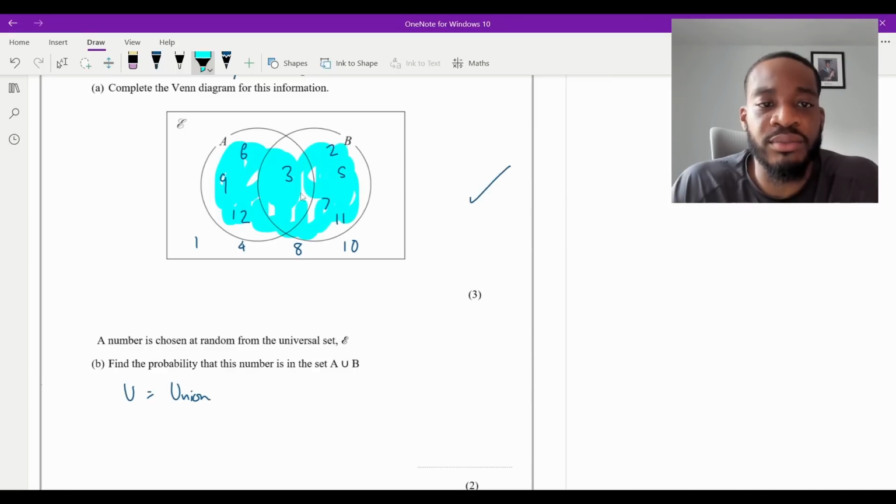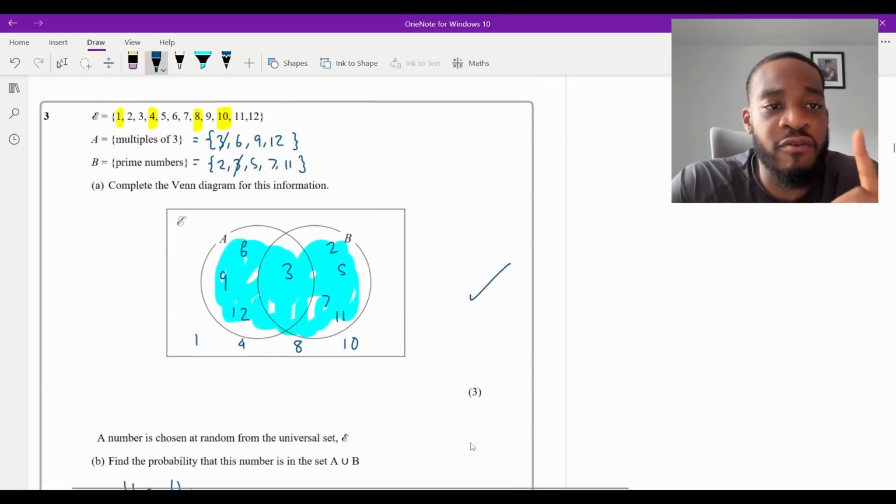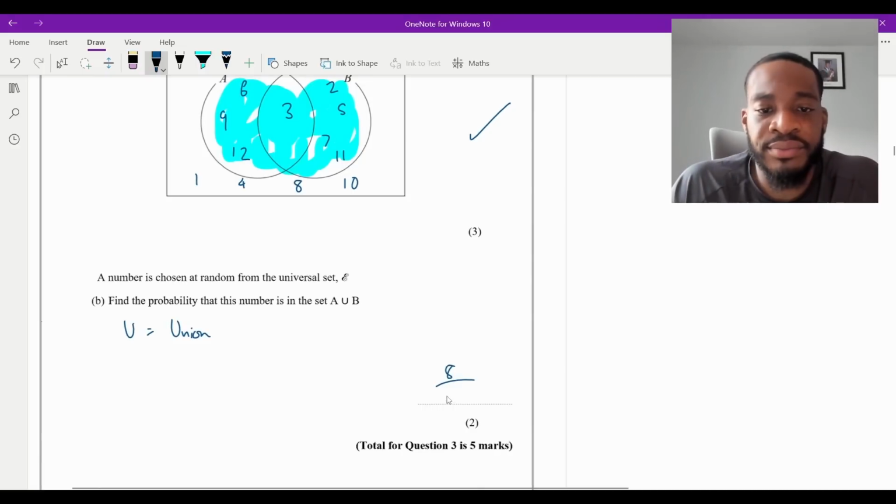Well, just count them. So we're going to have 1, 2, 3, 4, 5, 6, 7, 8, right? So it's going to be 8 out of how many numbers are there? Well, it went from 1 to 12, so it's going to be 8 12s. And if you want, you could just simplify this, divide top and bottom by 4, you're going to have 2 over 3. Either one of these is fine. And that's it. That's question 3 finished.